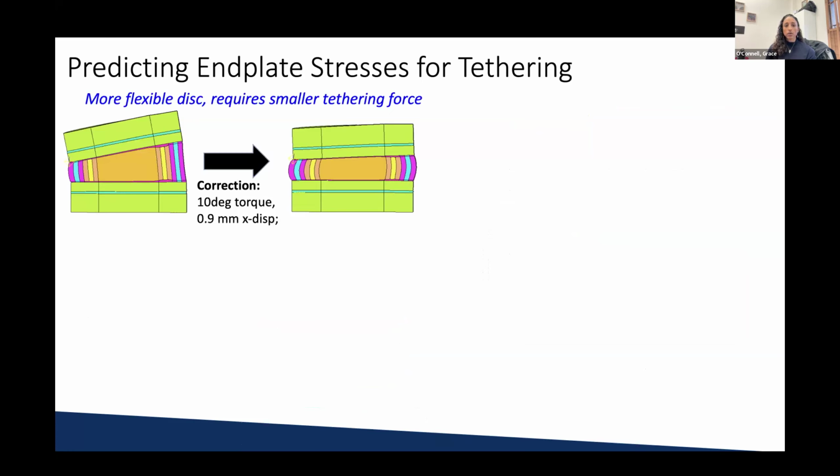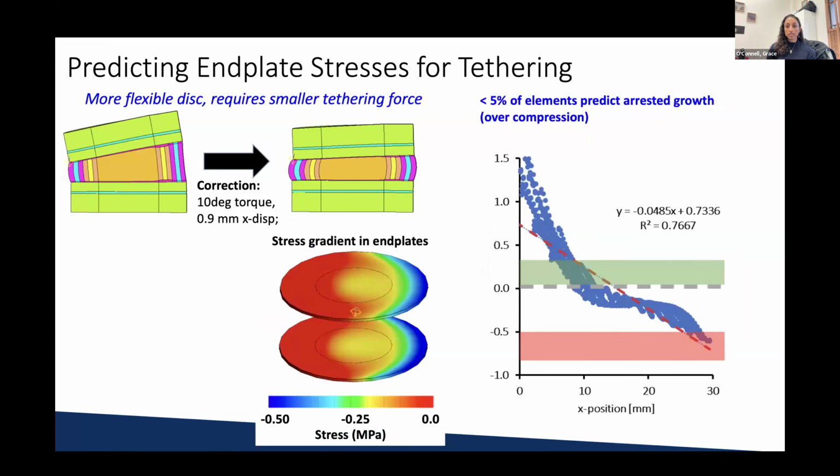For example, we can look at what if the disc is more flexible, essentially a younger, healthier disc, similar to what you might see in the healthy animals. And then we see this change in the stress gradient across the end plate. In particular, you start to see a very reduced area that has this higher compressive loading. And so we actually predict that some areas might experience growth, and very little areas, less than 5% of the elements in the end plate, would experience predicted arrested growth due to compression.